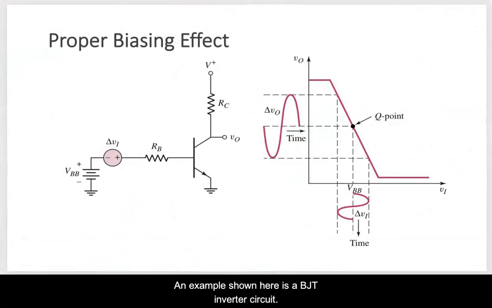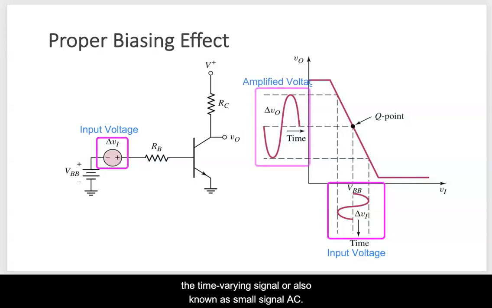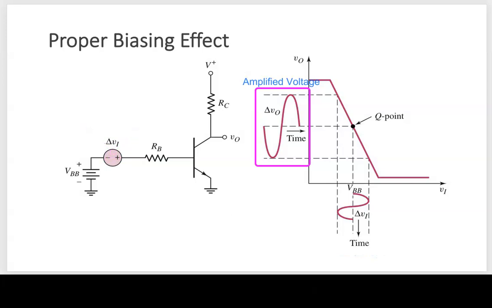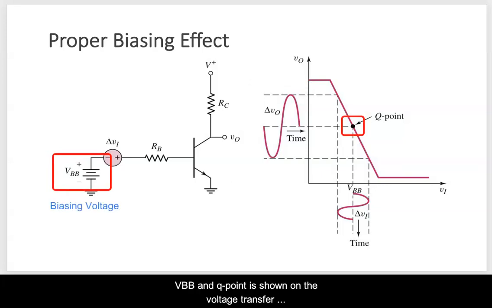An example shown here is a BJT inverter circuit. This circuit can be used to amplify a delta V in, the time-varying signal, also known as small signal AC. The circuit is biased in the forward active region using VBB, and the Q point is shown on the voltage transfer characteristic graph.